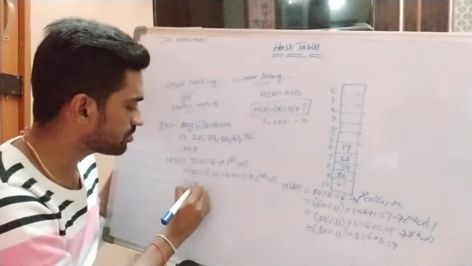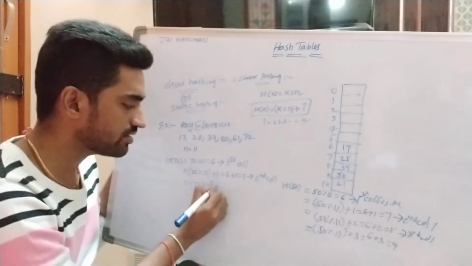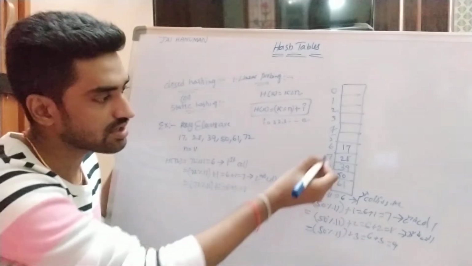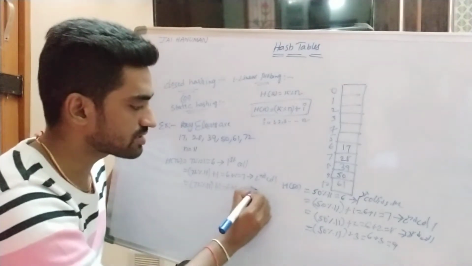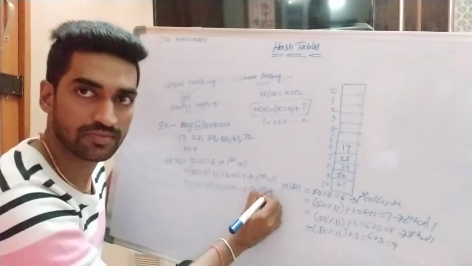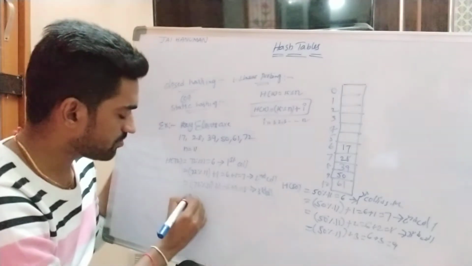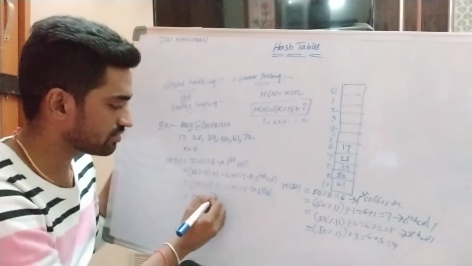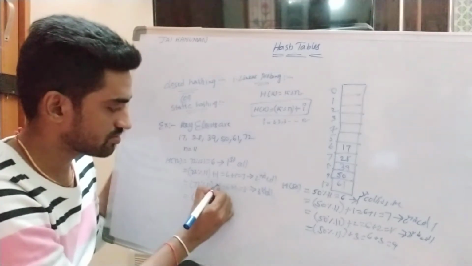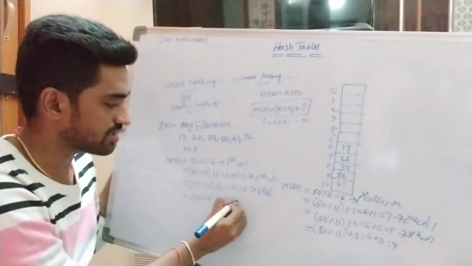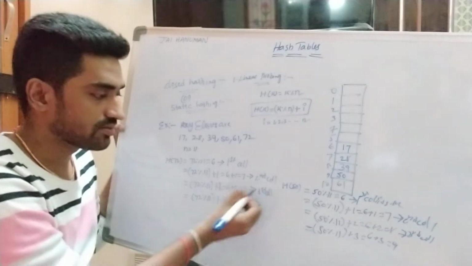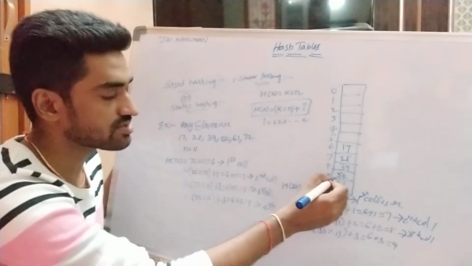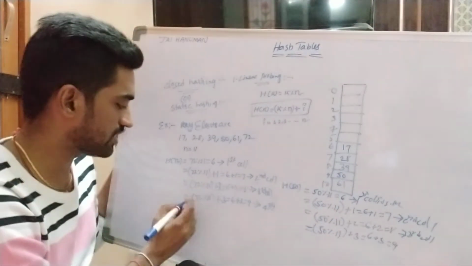Again we are applying linear probing. 72 modulo division of 11 plus 2, 6 plus 2, which is equivalent to 8. 8th position is already occupied by 39. So that's why third collision is occurred. Right? Again we are applying linear probing. 72 modulo division of 11 plus 3. 6 plus 3, which is equivalent to 9. Fourth collision is occurred. Why? Because 9th position is not vacant position, already occupied by 50.